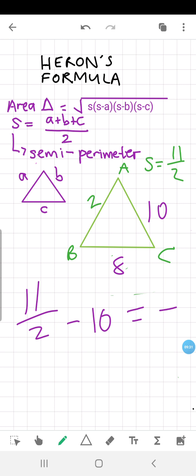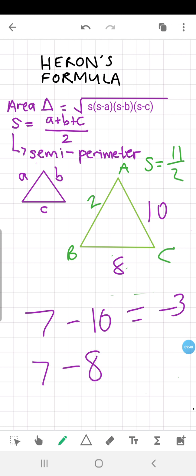And no, why am I saying 11 minus 10? I'm talking about 7. This is for the other scenario. 7 minus 10 will give you -3, and 7 minus 8 will give you -1. So when these are multiplied, it will cancel out. But if you only have one value that is bigger than the semi-perimeter, you won't be able to use this formula. So just remember that.